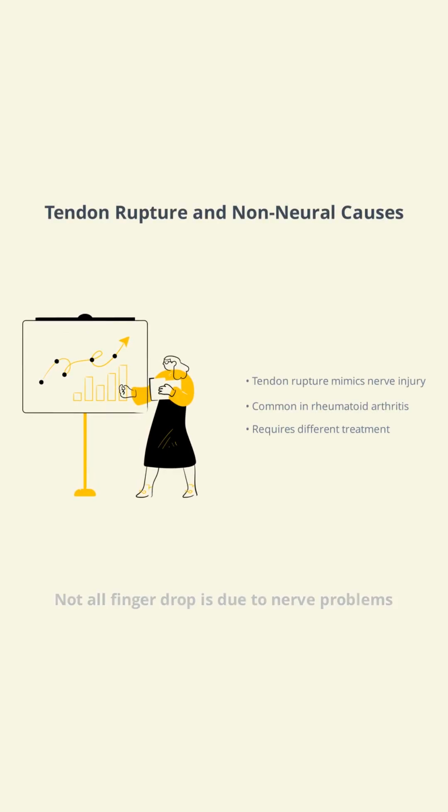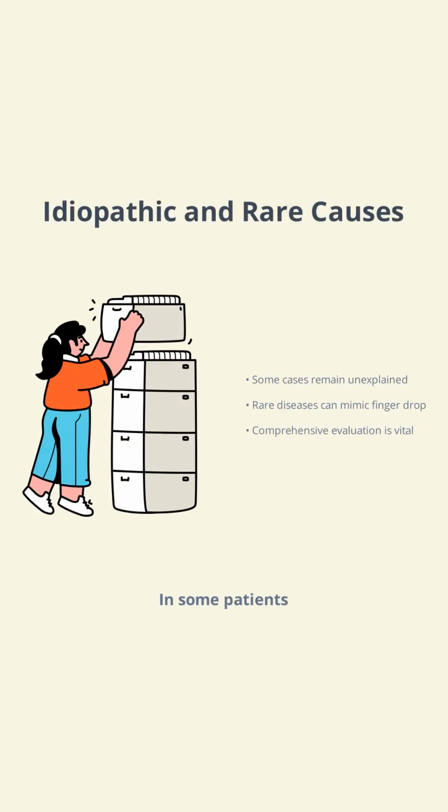Not all finger drop is due to nerve problems. Rupture of the extensor tendons, especially in conditions like rheumatoid arthritis, can also cause partial finger drop. In these cases, the nerve conduction studies are normal, but the fingers still cannot extend. Recognizing non-neural causes is important because the treatment approach is different, often involving surgical repair of the tendons rather than nerve-focused therapies. In some patients, no clear cause for finger drop can be found, and these cases are labeled idiopathic.